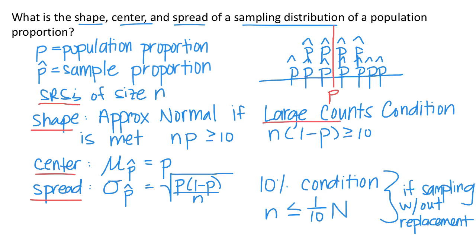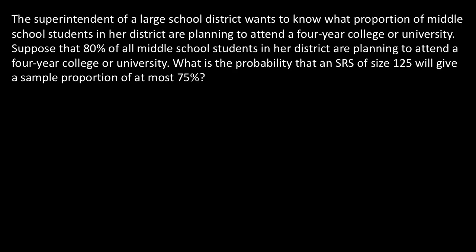The large counts condition needs to be met, and the 10% condition needs to be met if we're in a situation where we are sampling without replacement. So let's try some examples.